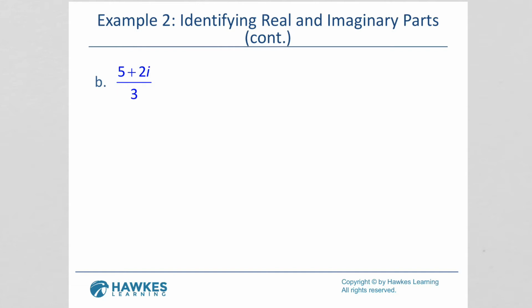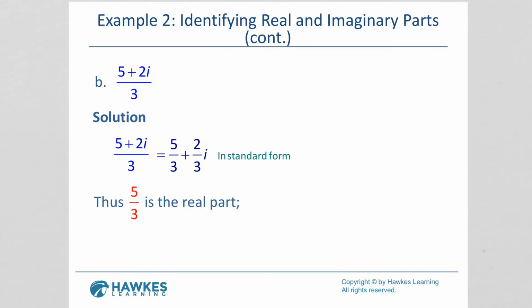B is 5 plus 2i all over 3. Our solution here, we're first going to break that down so that it's in standard form. So 5 plus 2i over 3 is going to be equal to 5 over 3 plus 2 over 3 i. Thus, 5 over 3 is the real part. 2 over 3 is the imaginary part.